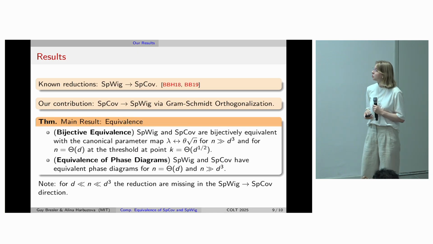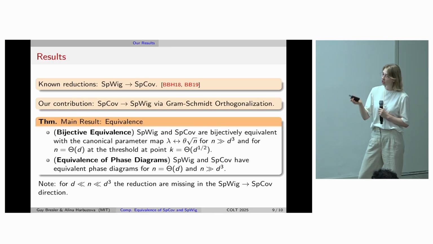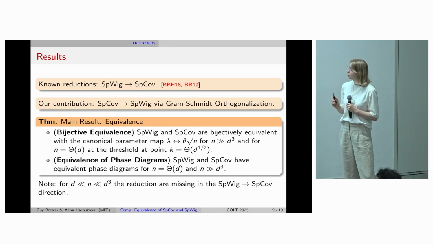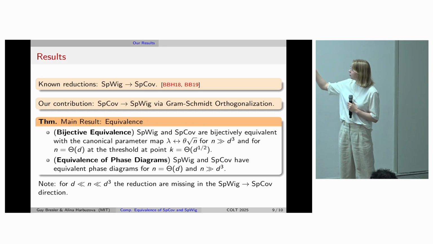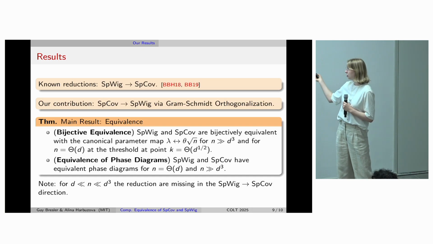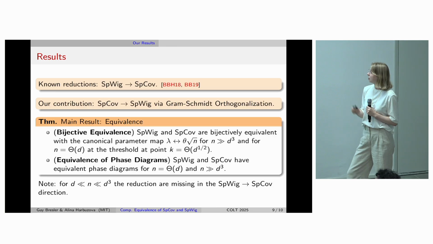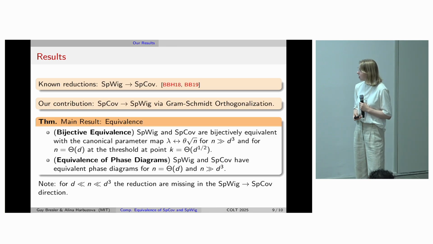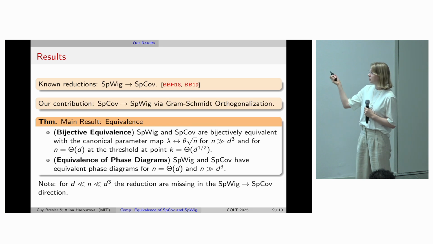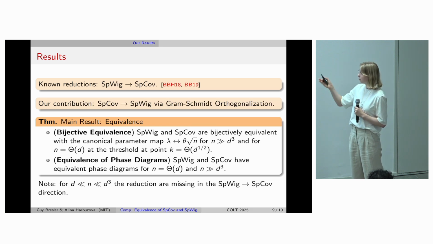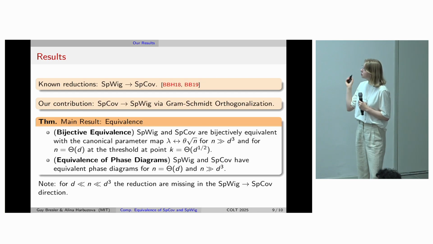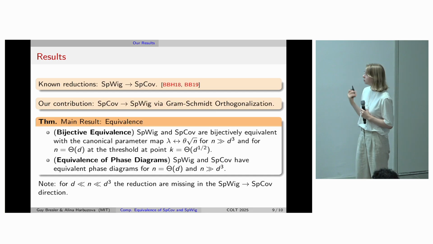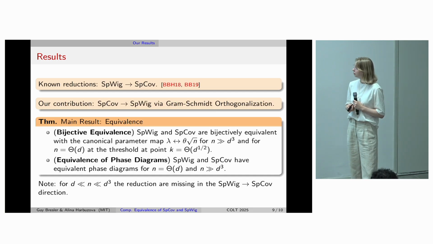Combined with the known reductions, we obtain several equivalence results, both bijective and phase diagram equivalence, for a large part of the parameter regimes of these two statistical problems. In particular, for the number of samples of spike covariance larger than dimension cubed or equal to the dimension, we obtain certain equivalence results. We know that our reduction actually works in the interim regime that is not covered in this theorem, when the number of samples is between d and d cubed. So any improvement to the spike-Wigner to spike covariance direction would immediately yield new equivalence results when combined with our reduction. This is, of course, the active area of our research.